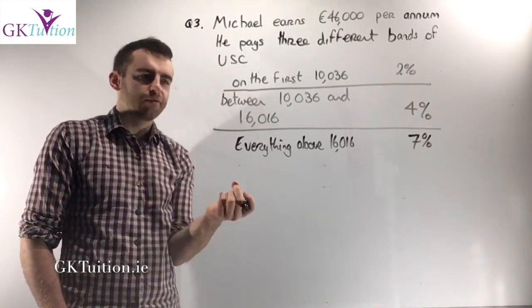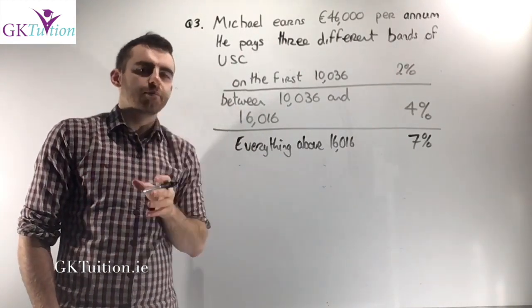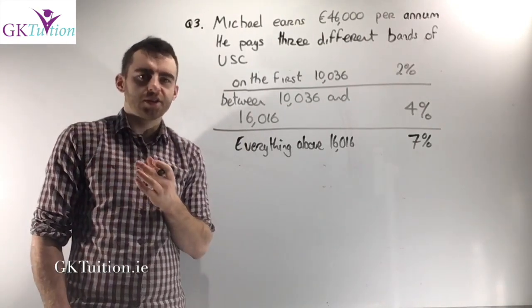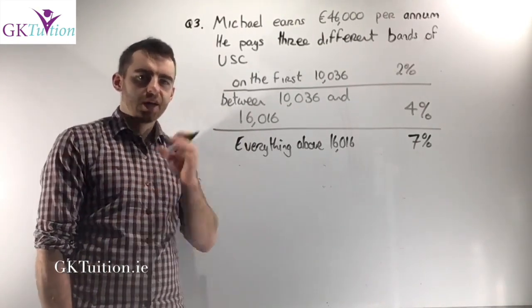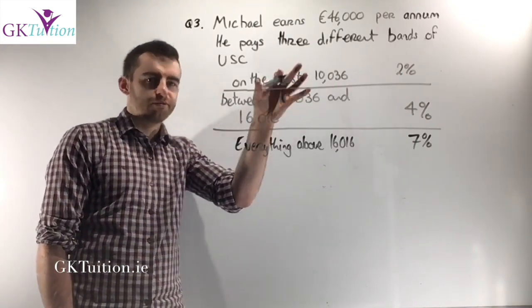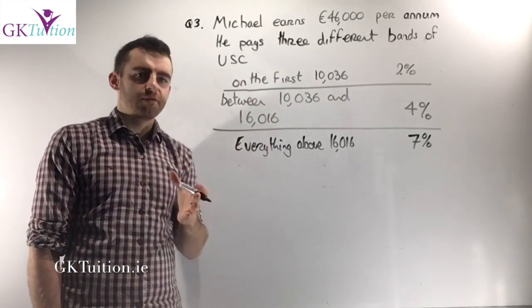It's relatively straightforward. It's different from income tax in that there's 3 different bands. Notice that when we were doing income tax in the previous 2 questions, you had to pay 2 different rates. Roughly 20% on a certain amount, and then roughly 40% on the remainder. Whereas in USC, there's 3 different bands.